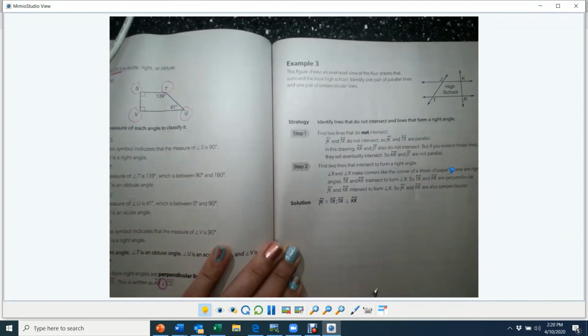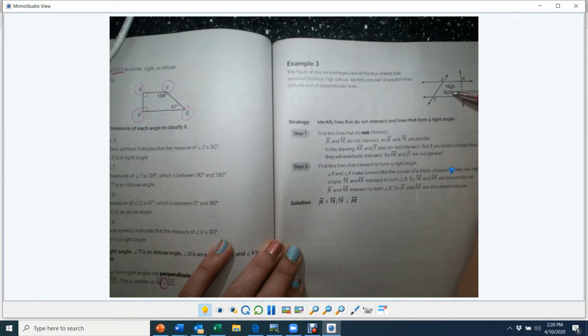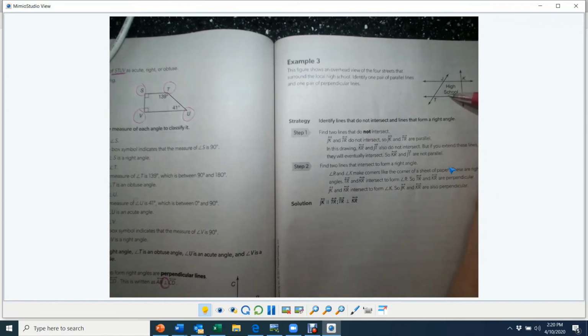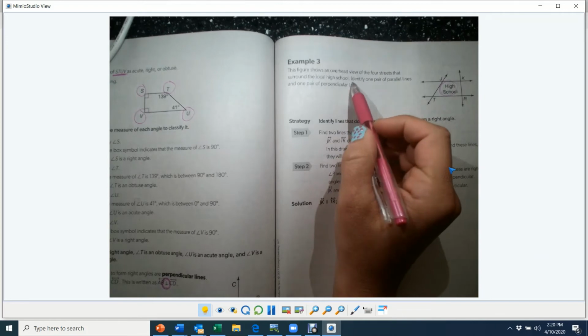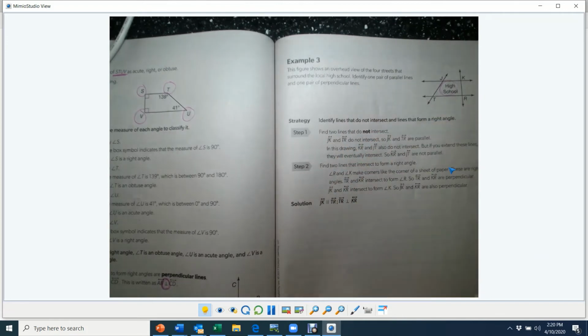All right, for example 3, it says the figure shows an overhead view of 4 streets that surround a local high school. So this is your high school, and these are the 4 streets. They want us to identify 1 pair of parallel lines and 1 pair of perpendicular lines.